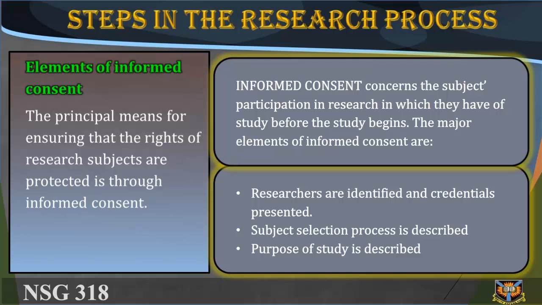The principal means for ensuring that the rights of research subjects are protected is through informed consent. Informed consent concerns the subject's participation in research in which they have knowledge of the study before the study begins. The major elements of informed consent are: researchers are identified and credentials presented.